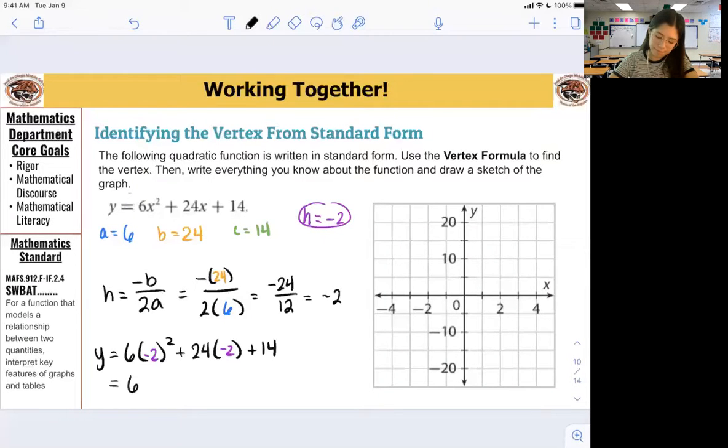Wait, did you say positive 6 and negative 4? It's positive 4, like you just said. So what's 4 times 6? That's positive 24. Good. I'm just skipping a couple steps because I want to go fast. All right. 24 times negative 2 is negative 48. And plus 14 at the end. 24 minus 48 plus 14. A little bit of math. Do it in your head if you can. What do we get?